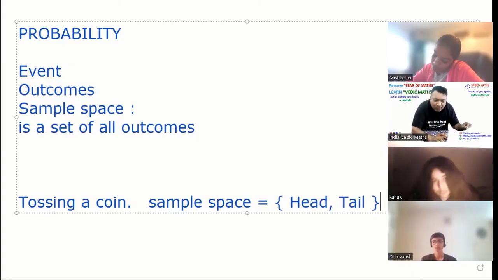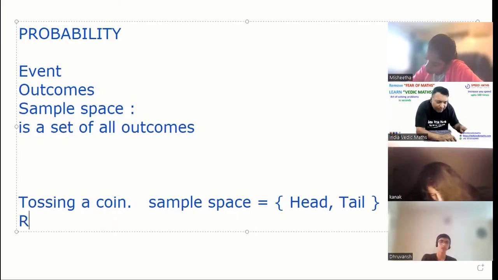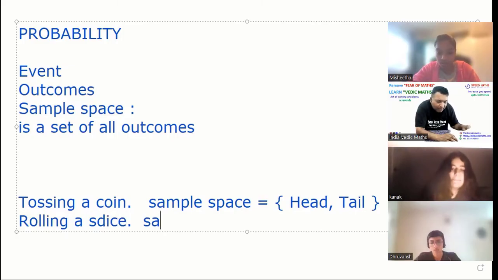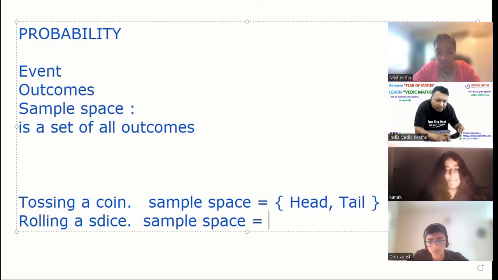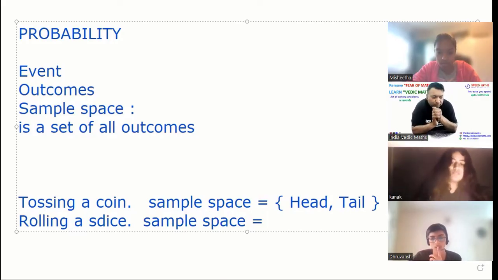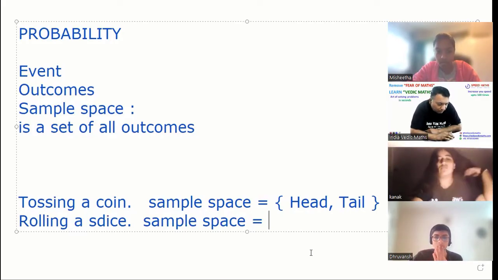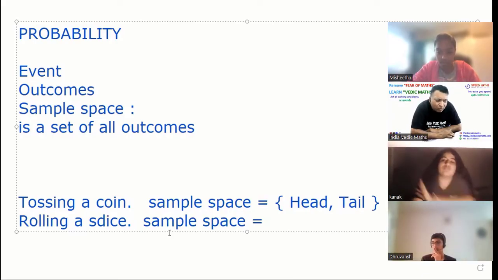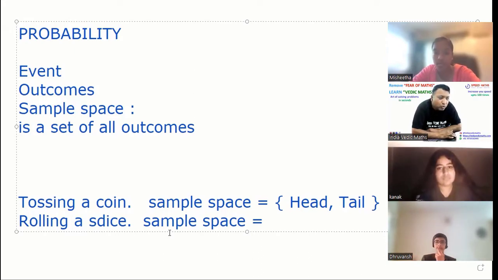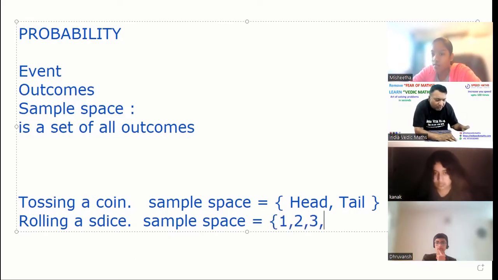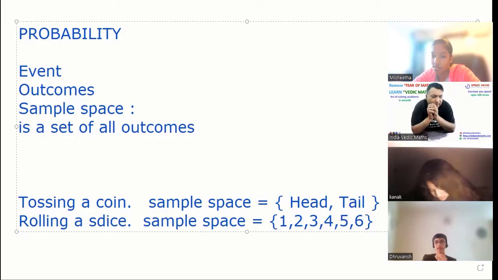Can you write on the chat and tell me what is the sample space of rolling a dice? I explained it already. Can everybody write the sample space for rolling a dice on chat? Correct, Ruwans. Only thing, you have to put a curly bracket so it shows a set. Right, Mishita. Very nice. That is the way. Curly bracket 1, 2, 3, 4, 5, 6. That is what sample space means. Events, outcomes, sample space.